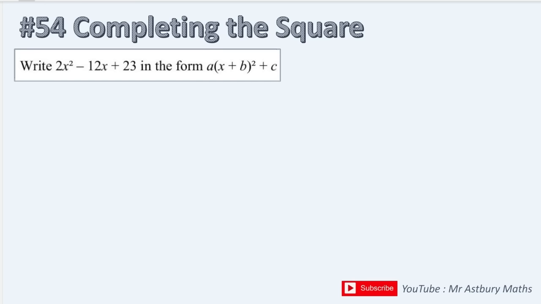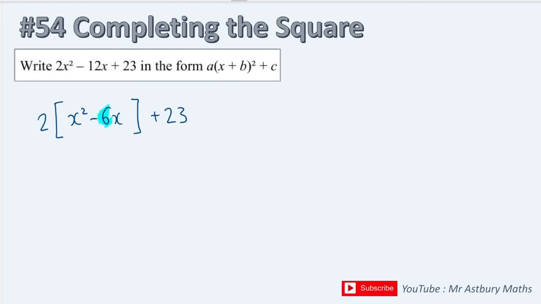Okay, so it does get a little bit trickier when we've got a 2x squared. But never fear. First step is just to divide, or sort of say factorize, a 2 out of the quadratic. So dividing through by 2 is going to give me x squared minus 6x. Now you can either keep the 23 inside or outside. Personally, I prefer to keep it outside. But you could put it inside and divide it by 2. It's your own preference.